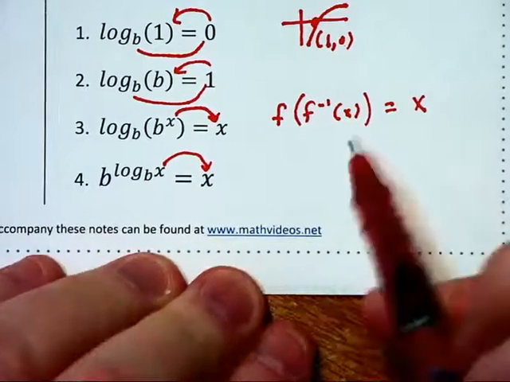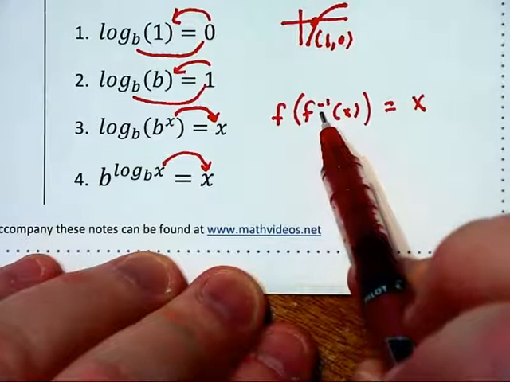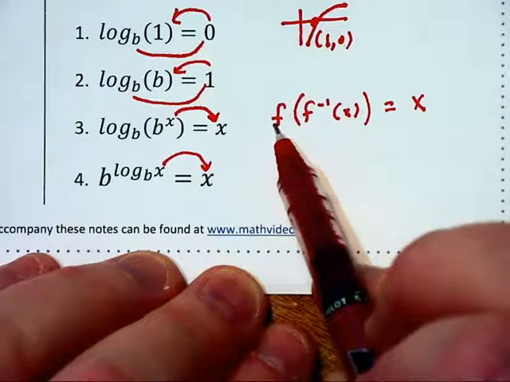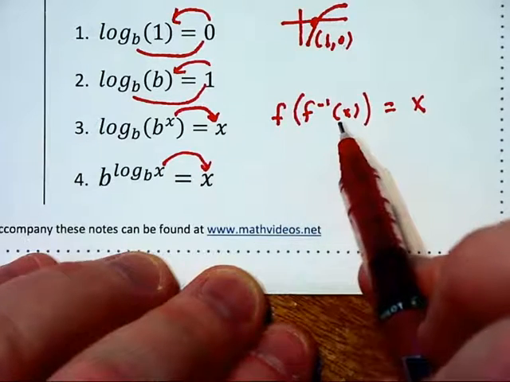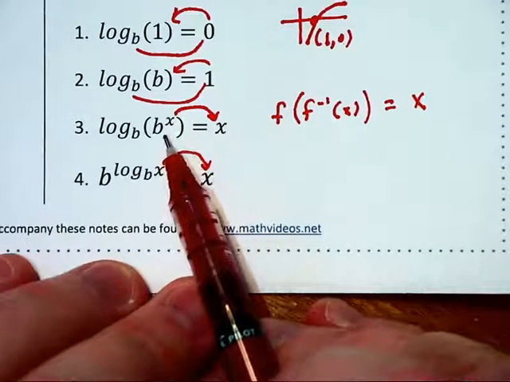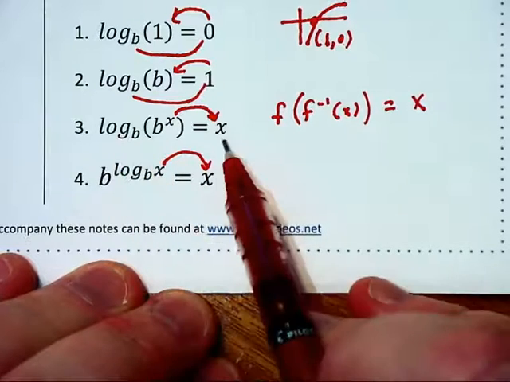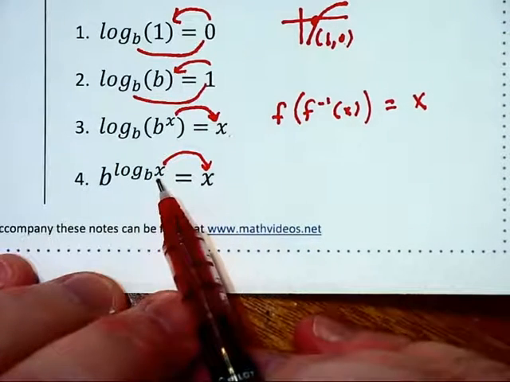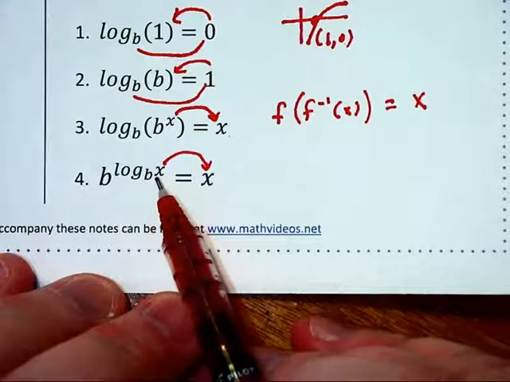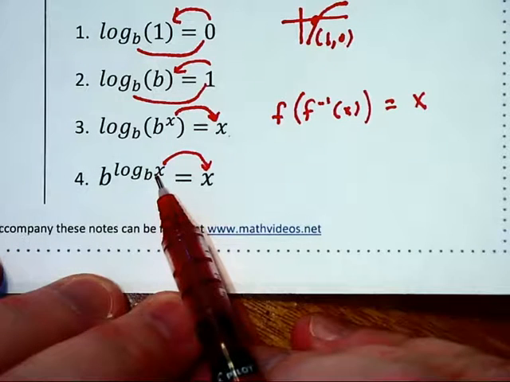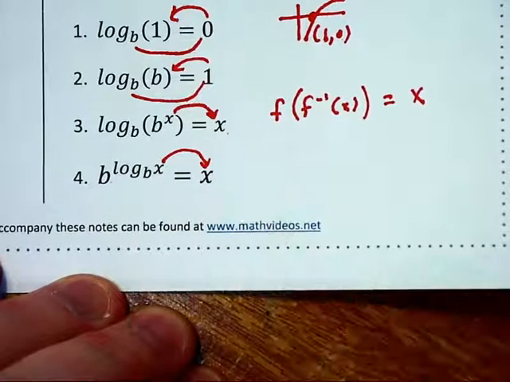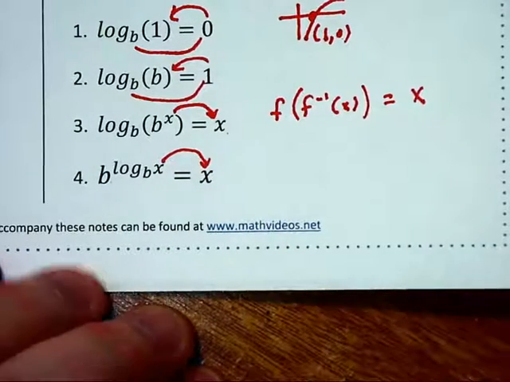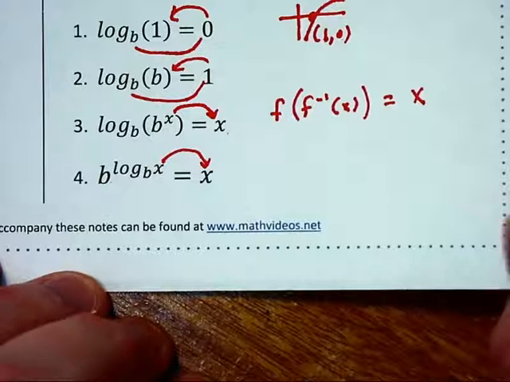In other words, if you take x, plug it into the inverse, you get an output, but that output put back into f should take you back to x because inverses undo each other. Here the exponential function is the inverse of the logarithmic, and out pops the x. And in property number 4, the logarithmic function being the inverse of the exponential function, out pops your x there also. So these 4 properties you really do need to know.